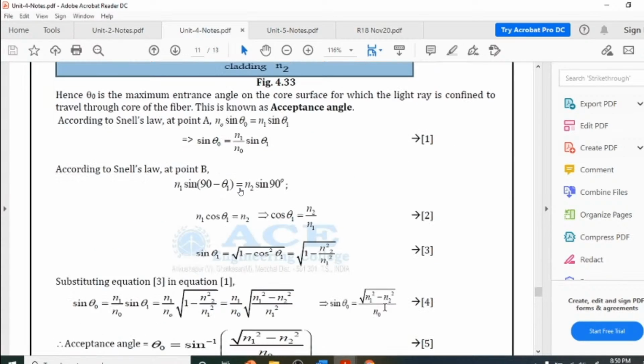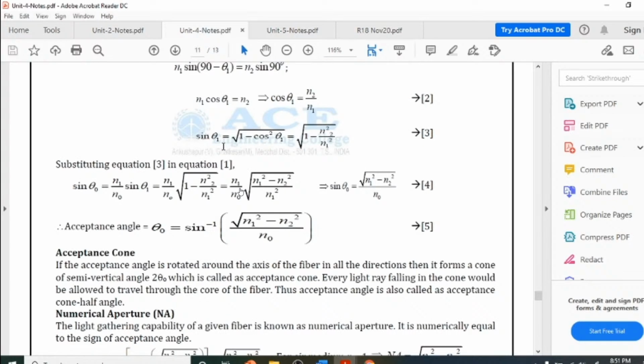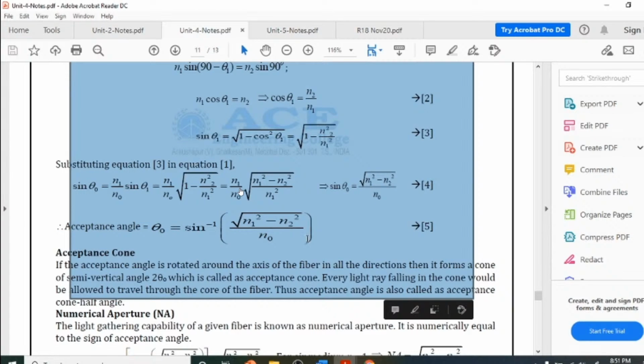It would be either on acceptance angle, which is sin theta naught. The theta naught value would be given and you have to calculate sin theta naught, or else you have to calculate the acceptance angle by means of this formula. You will be given N1 and N2, which are the refractive indices of core and cladding, and N0, which is the refractive index of the outer medium. Generally this one would be air, so N0 would be 1. So you would be left with sin inverse of root of N1 square minus N2 square. So this is the acceptance angle.